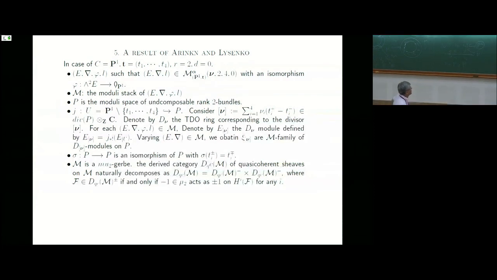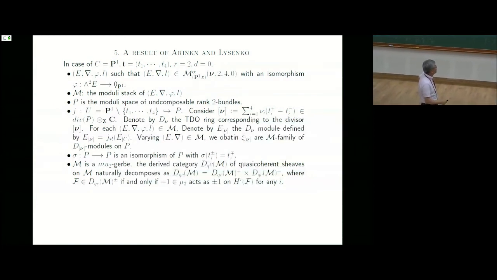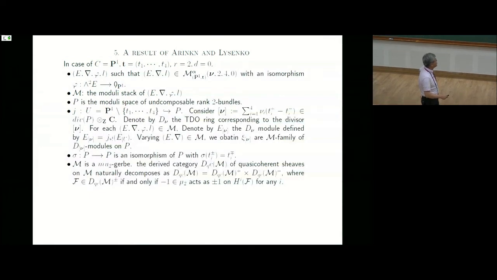And then on P, we put some divisor with coefficient C with respect to the nu, local exponents, like this. And D nu is a twisted differential operator ring corresponding to the divisor of nu. Then for each point in M, the moduli space, our E nu is the D nu module defined by this one on P.